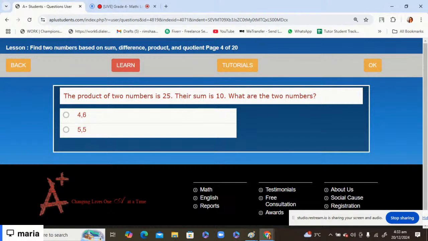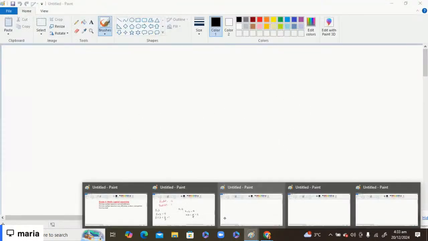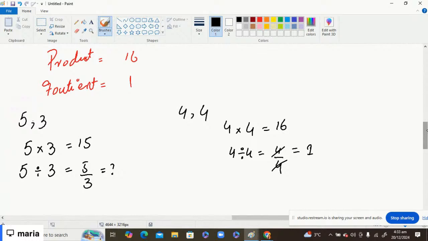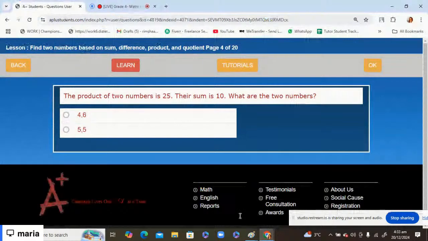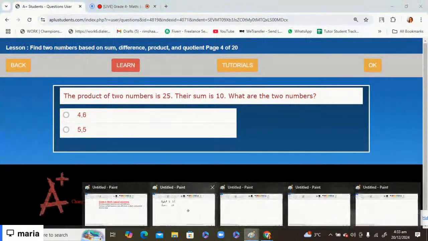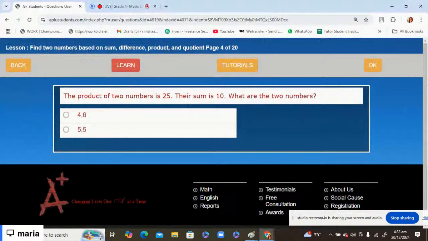Let's do it. The product is 25 and sum is 10. The options are 4, 6 and 5, 5. You guys solve it. Solve this question on your notebooks and then tell me.